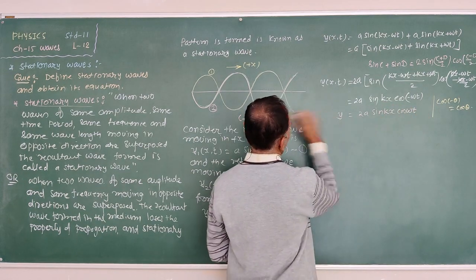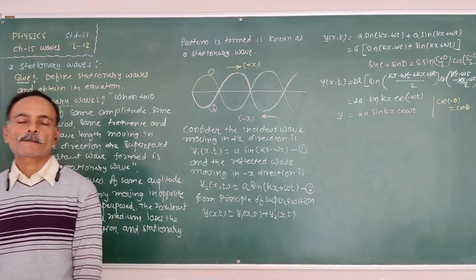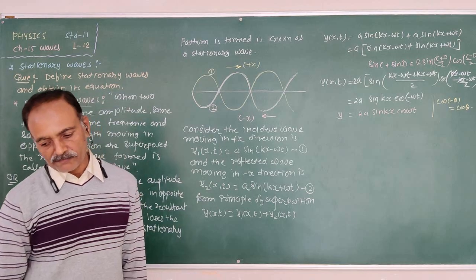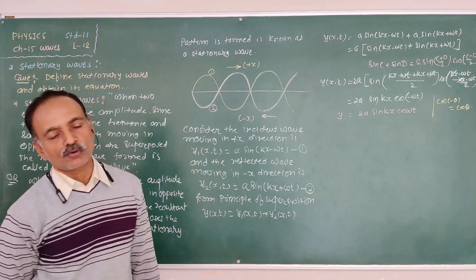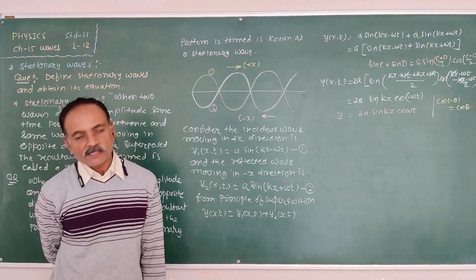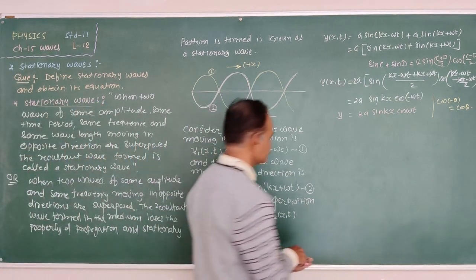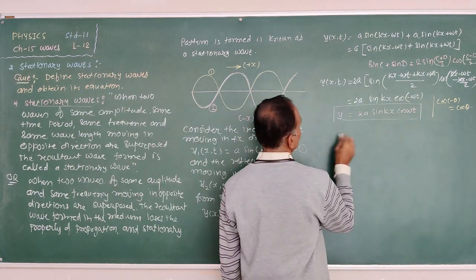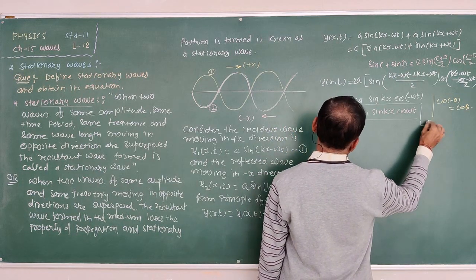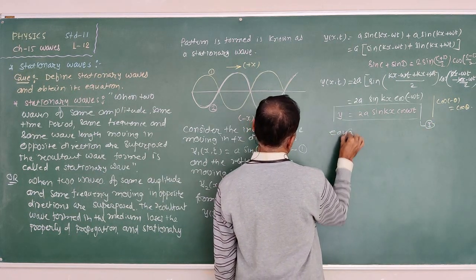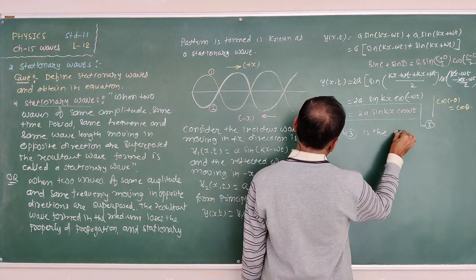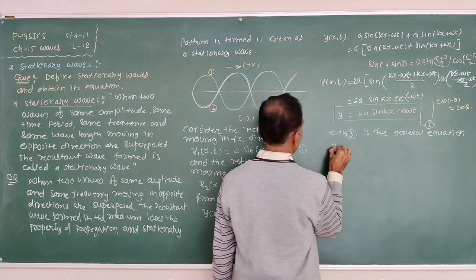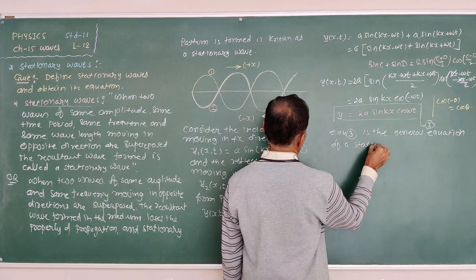That is the resultant displacement of the two waves superposed at any point of the medium. Right? 2a sin kx into cos omega t. Now, this is the general equation, equation number 3, the general equation of a stationary wave.